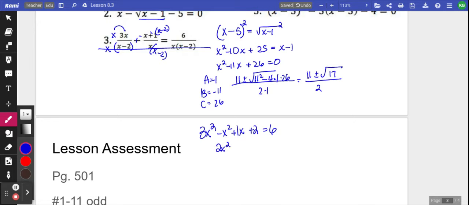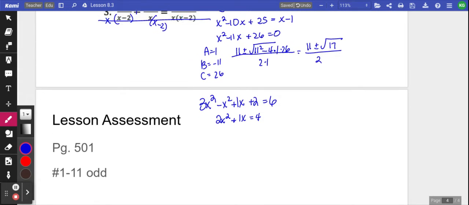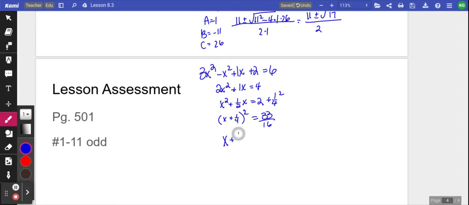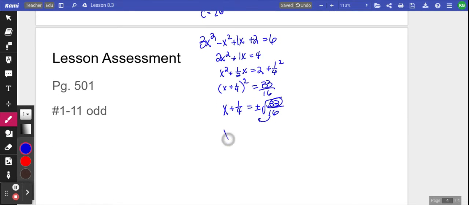So I really have 2x squared plus 1x, and I'm going to do this one by completing the square. So I'm going to set it equal to 4 by subtracting the 2. Divide everything by 2 for completing the square. Take half of the middle term, square it, and add it to the right side. That is 33 over 16. Take the square root of that. The 33 stays and the 16 comes out. Subtract the 1/4 to the front and combine like terms. So the final answer is negative 1 plus or minus the square root of 33 over 4.